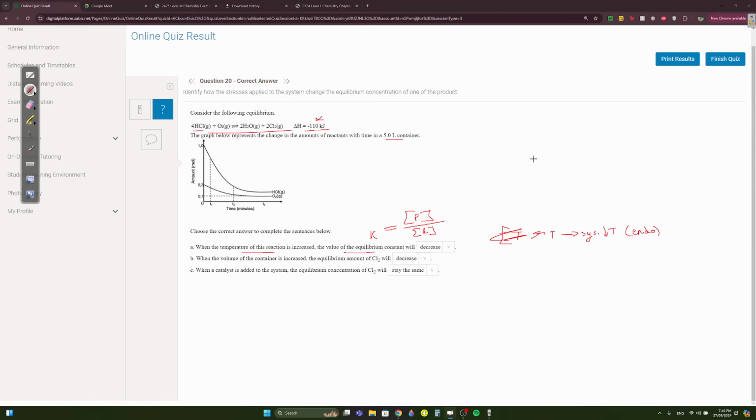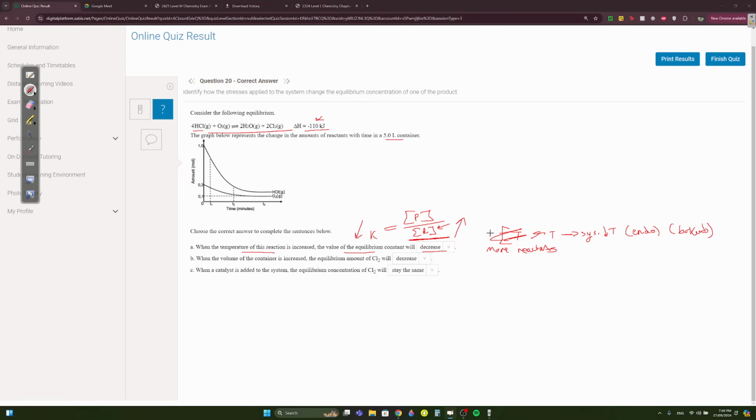Here, it's exo. Do we want exo? No, we want endo. So we're going to go backward. If it goes backward, what's going to happen? More reactants, right? So doesn't that mean the value of the denominator will increase? If the value of the denominator increases, that means the value of your answer will decrease. So the equilibrium constant will decrease.